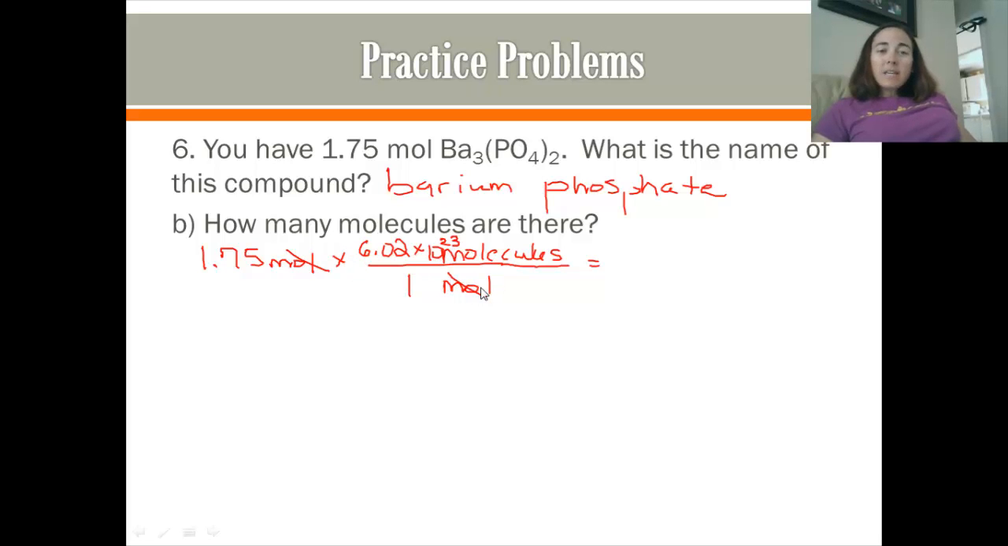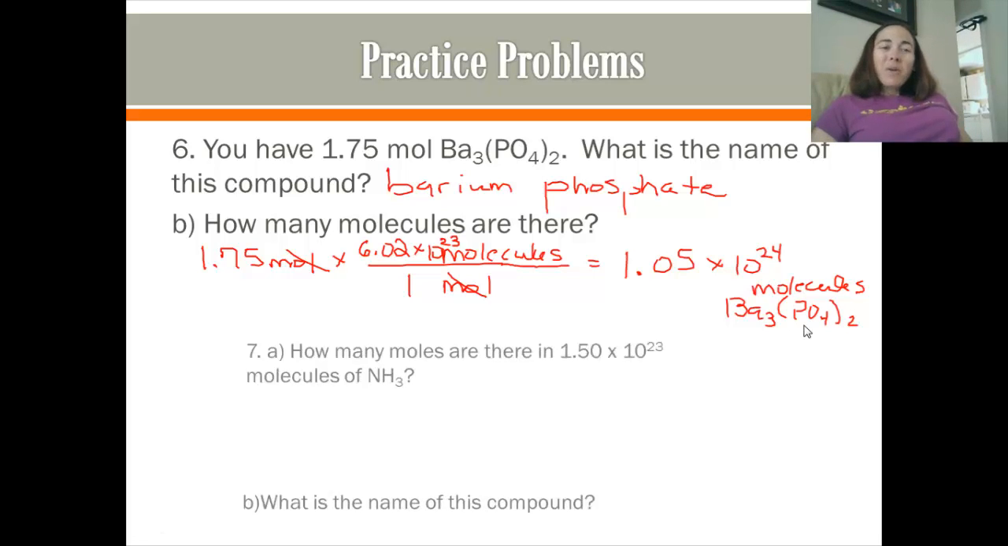So moles cancels with moles, and you multiply straight across 1.75 times Avogadro's number, and the answer, remember look at the end for the exponent, is 1.05 times 10 to the 24th molecules of barium phosphate. So even though it's a compound, not an element, the way you set it up was really the same as all those other conversions. Okay, one more.